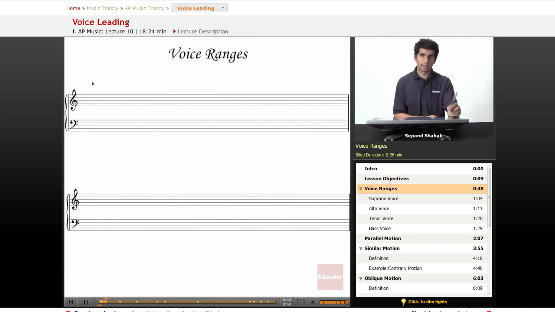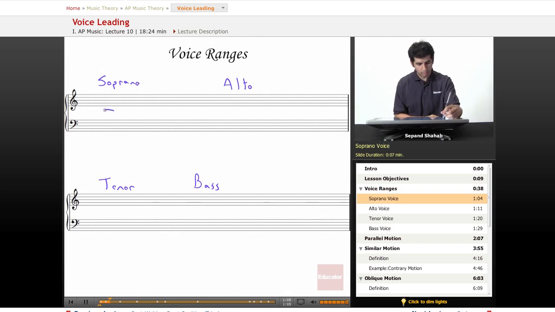Okay, so let's start with looking at the voice ranges. We're going to be working in a four-voice style, which means that we'll have a soprano voice and an alto voice and then a tenor voice and a bass voice. And so it's pretty straightforward. For the soprano voice, you basically want to keep it somewhere in this range from C to G.